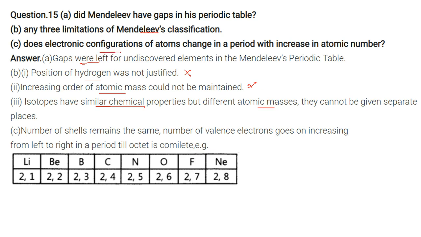Does the electronic configuration of atoms change in a period with increase in atomic number? See, the number of shells remains the same. The number of valence electrons goes on increasing from left to right, until the octet is complete. This is the reason for this.